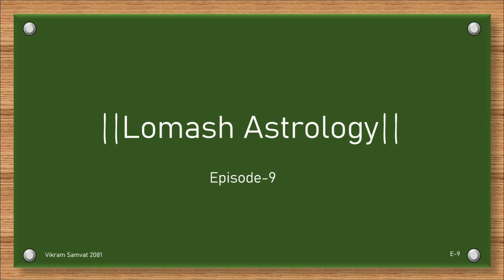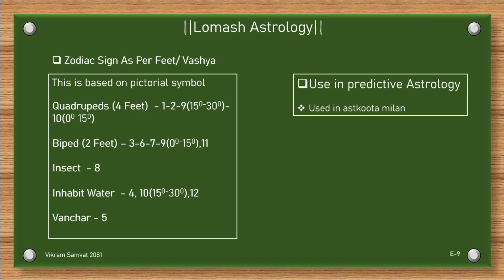In this episode, we'll move further and see some more classification of zodiac signs. Zodiac signs are also classified based on pictorial symbol. If you look at the pictorial symbol clearly, you will see that it represents either an animal, an insect, or a human. Based on that, you can decide whether it is four feet, two feet, an insect, lives in water, or is a wild animal.